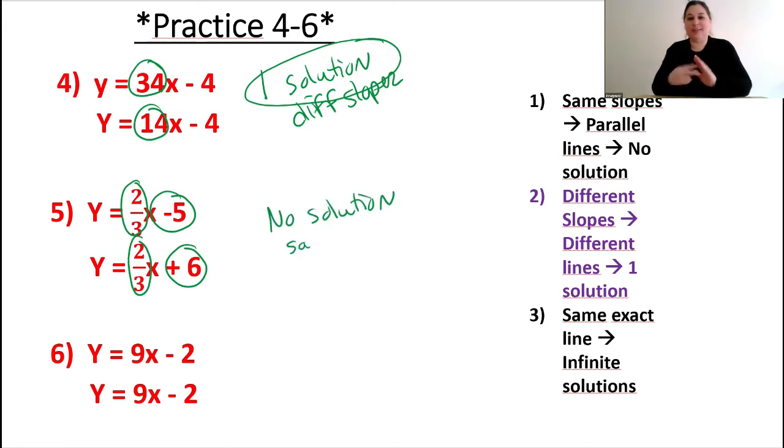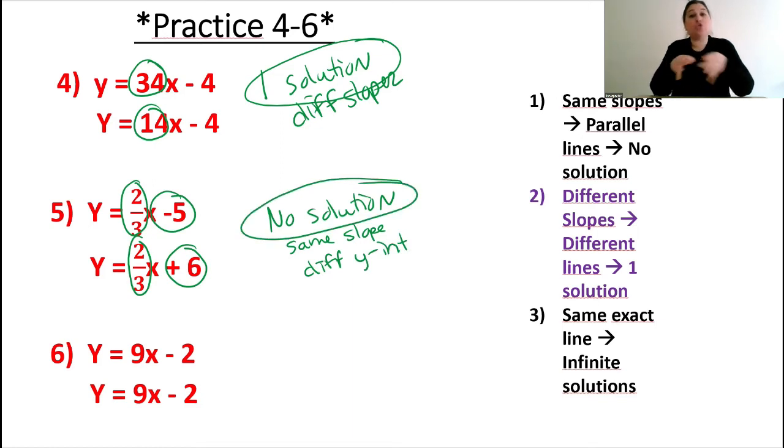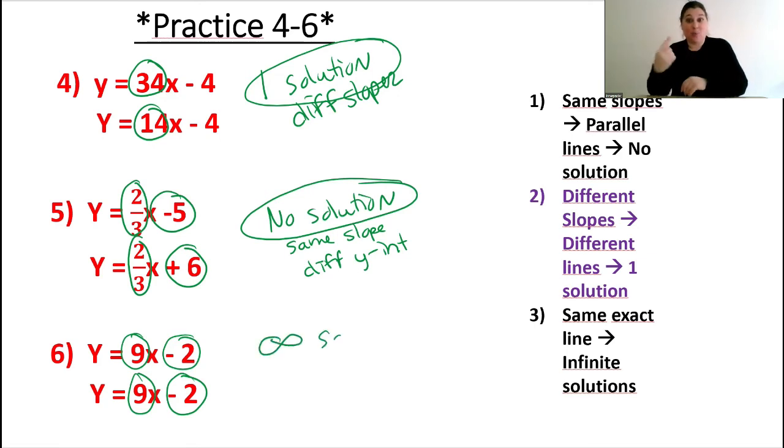Okay, so same slope, different y-intercept. Get in the habit of describing it with slopes and y-intercepts. It's a great way to practice this. Okay, number 6. Are these the same slope? Yes. Same y-intercept? Yes. So that means these are the same exact line. So it's infinite solutions.